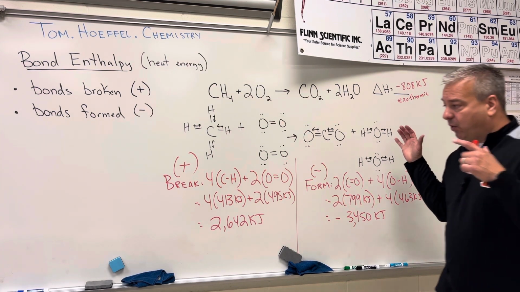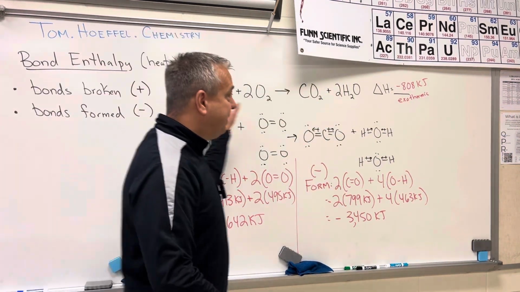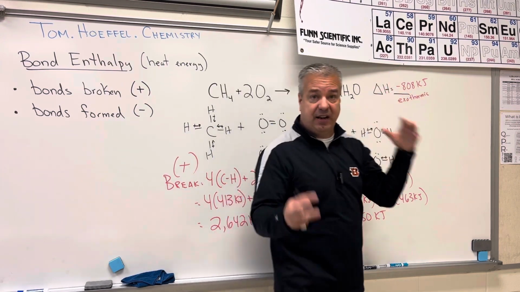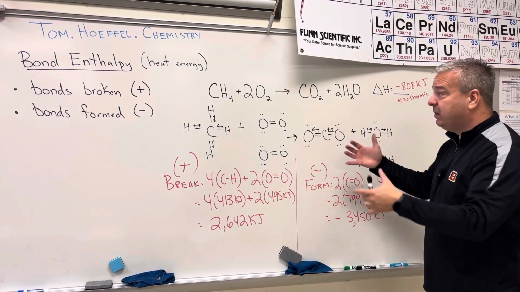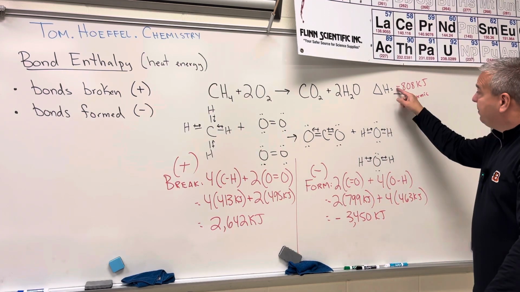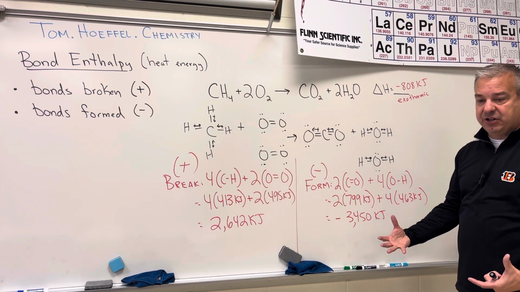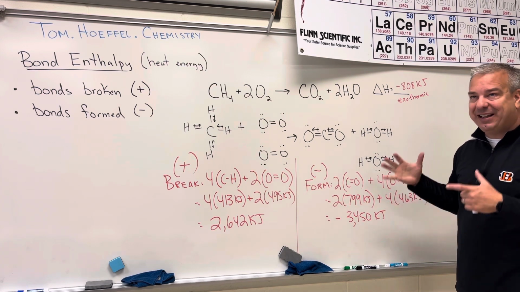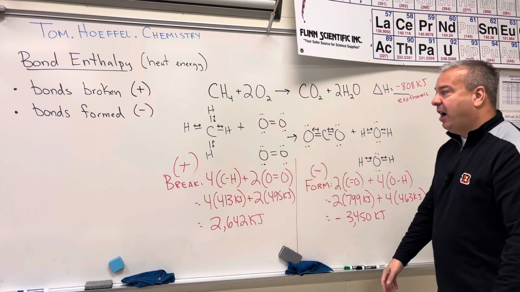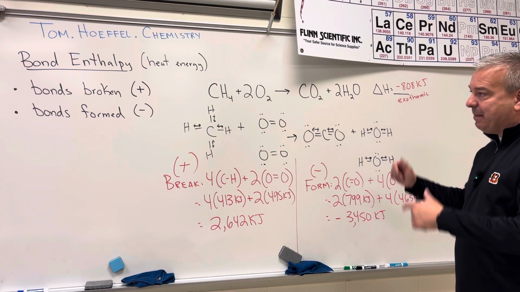Okay. Now, when we have all this, all this is saying is that when this chemical reaction takes place, it's releasing a whole bunch of energy, and that's good because this is what's used to heat our homes. We want it to release energy. If this number ended up being positive, we'd call that an endothermic chemical reaction, and we would have to supply energy to make that chemical reaction take place. So this is kind of like bond enthalpy.